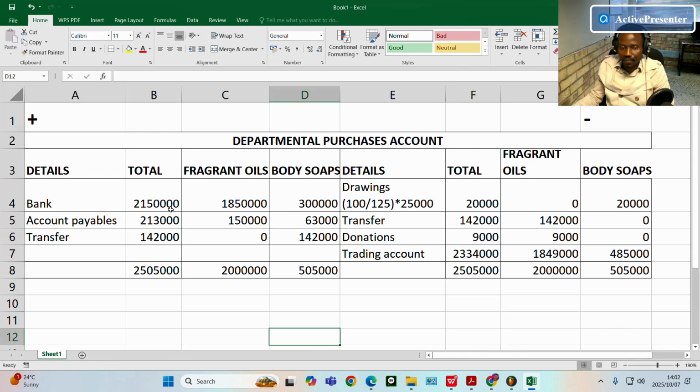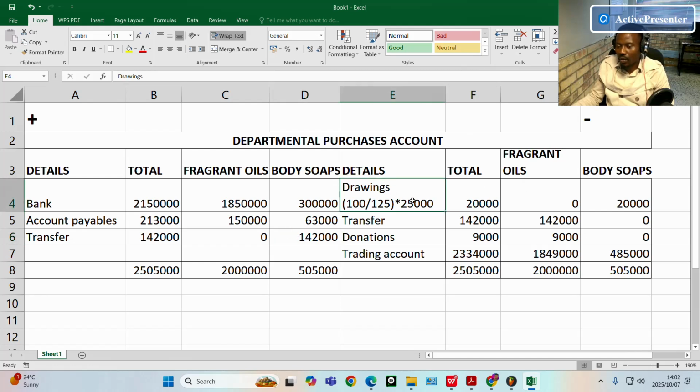Obviously, we purchased for cash, which is why we debited. So we are adding to purchases. Whenever we purchase more, our purchases increase, and they increase on the debit side, which is why we put bank here. We also purchased on credit, which is accounts payable. There was a transfer from fragrance to body soap, which is why if it's coming from, we use the credit side, and then to, we use the debit side.